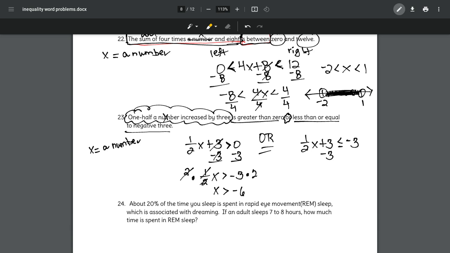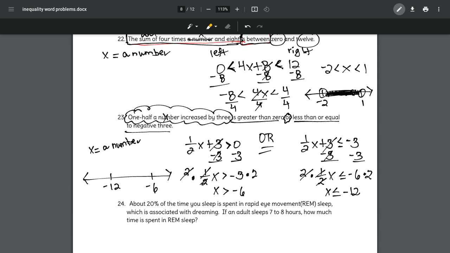All right. Or if you work on this one, subtract 3 from both sides. You end up with 1/2 x is less than or equal to -6. Multiply by the reciprocal of 1/2, which again is 2. So we end with x less than or equal to -12. And then you just graph your solution. -12, -6. It's got to be greater than -6. It's got to be less than or equal to -12.